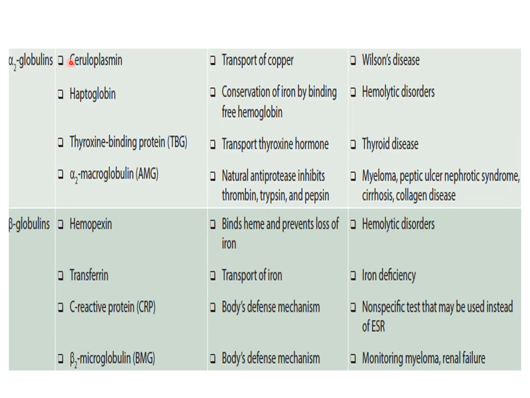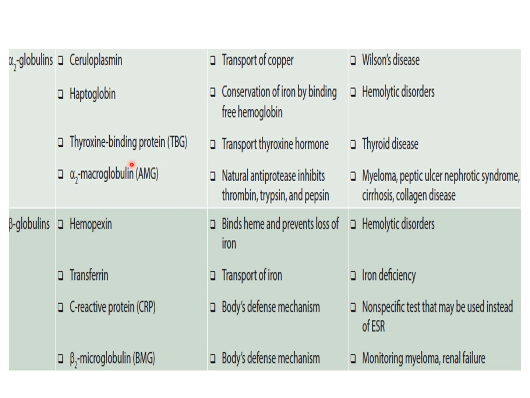Alpha 2 globulin, there are four types: ceruloplasmin, haptoglobin, thyroxine binding protein, alpha 2 macroglobulin. Ceruloplasmin transports copper. Its importance is in Wilson's disease. Haptoglobin, conservation of iron by binding free hemoglobin. Its importance is in hemolytic disorders. Thyroxine binding protein transports thyroxine hormone, and its importance is in thyroid diseases.